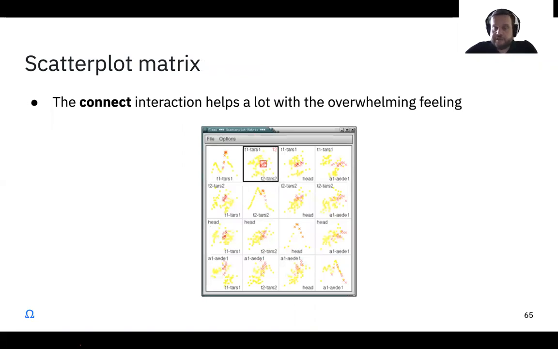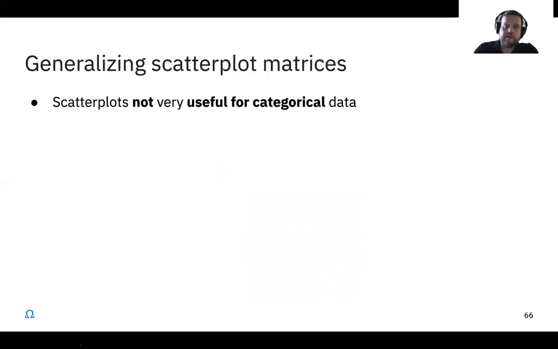Note that we have seen this before. So for scatterplot matrices, it's very, very good if you add the connect interaction. So you allow the users to select data points they're interested in, and you will show the same data in your other matrices. It's a great help with the feeling of being overwhelmed.